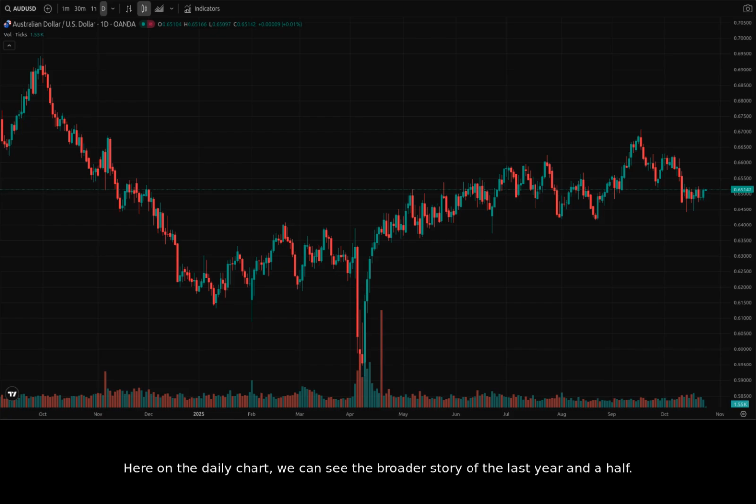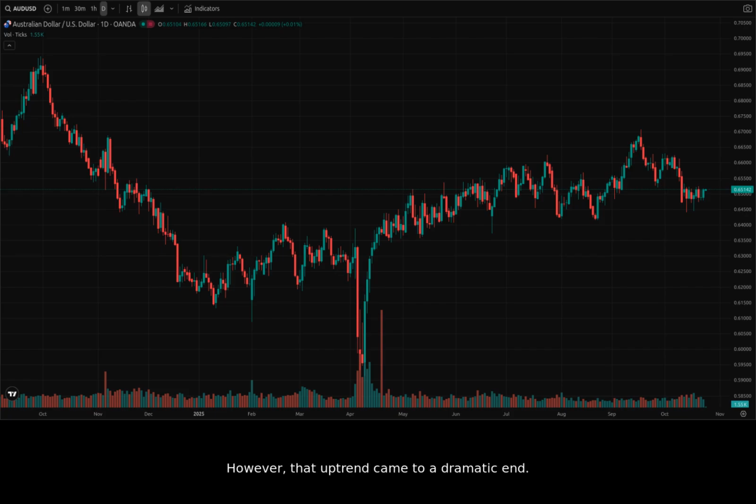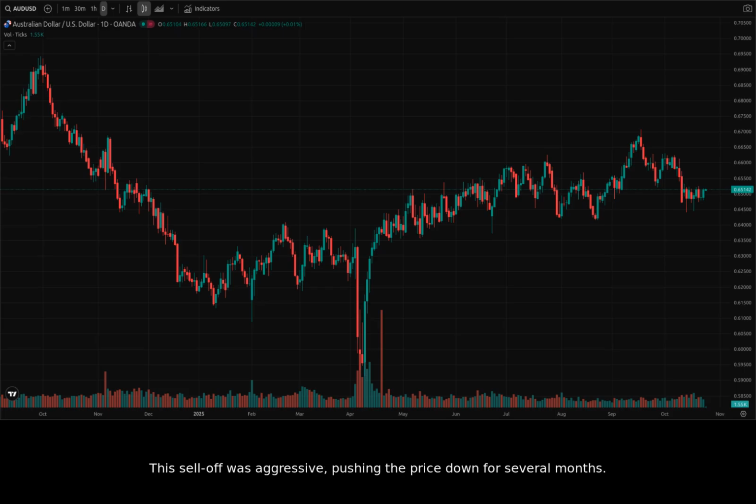Here on the daily chart, we can see the broader story of the last year and a half. The market was in a clear uptrend through the middle of 2024, culminating in a peak just shy of 0.6950 in late September. However, that uptrend came to a dramatic end. Let's zoom in on that period. Right here on October 4th, 2024, we saw a massive bearish candle that completely broke the market structure, initiating a powerful downtrend. This sell-off was aggressive, pushing the price down for several months.